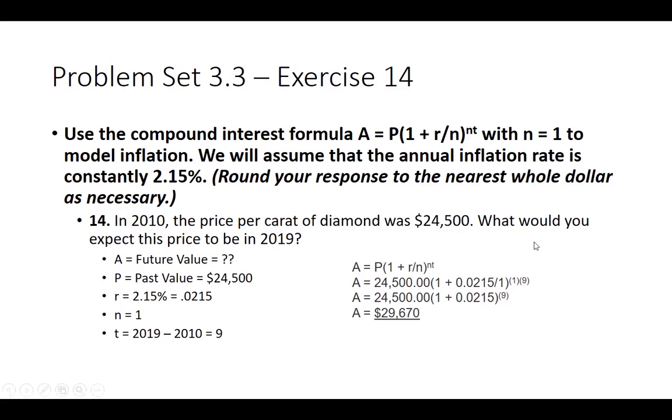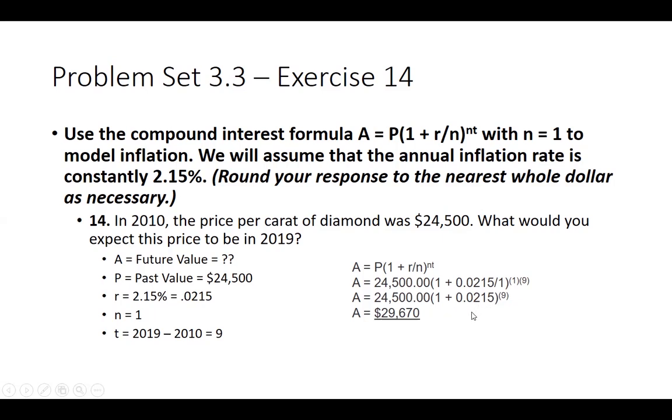Plug it in, plug it in, plug it in, just like those Glade commercials. So P is 24,500. R is 0.0215. N is 1 in both places. T is 9. Take care of the exponent first. 1 times 9 is 9. Then do our division. 0.0215 divided by 1 is 0.0215.